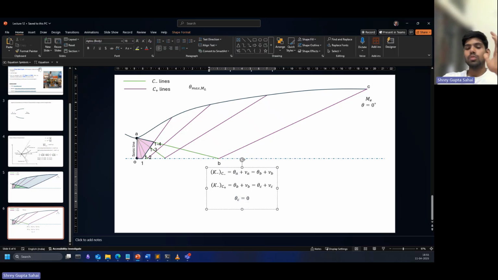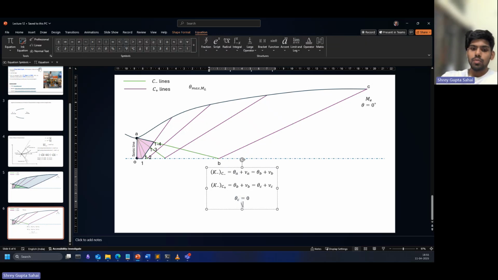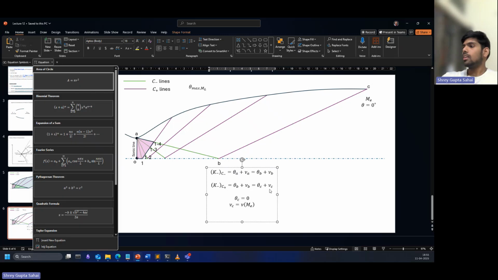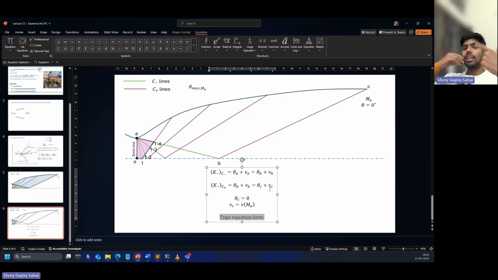And corresponding to a mu c value of Mach exit, mu c also... Sorry, nu c also is something that is equal to nu of Me. So you know this value. But what you don't know is that this point B lies on the center line. So again, we know theta B is also 0. That is an important thing.